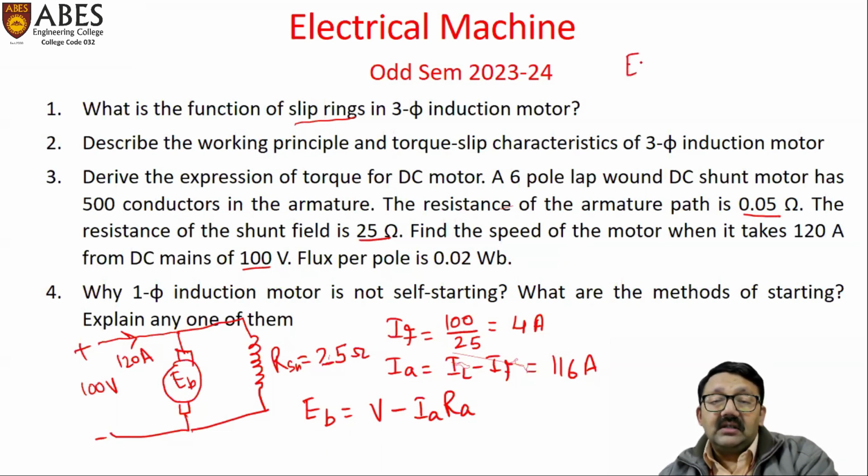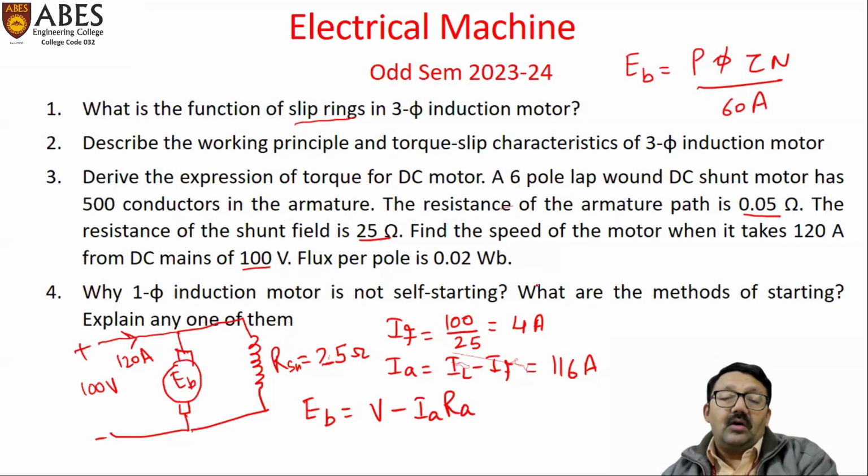Once we have calculated EB, then we can find out the speed of motor by using this relation: EB is equal to P phi Z n upon 60A. All other parameters are given in the question. Number of poles, it is a 6-pole machine. It has 500 conductors, so the value of Z is 500.